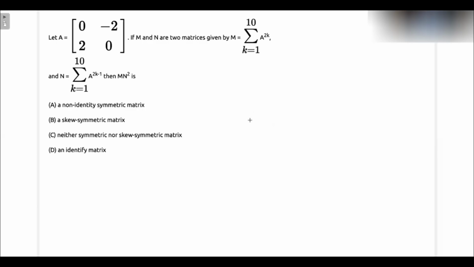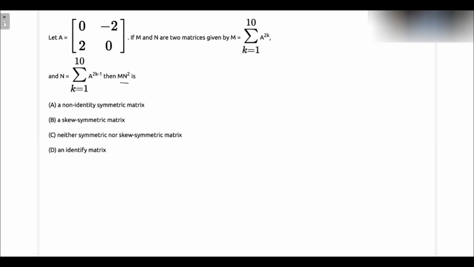So here we are trying to solve a question which came in 2022 JEE Mains. In this question, a matrix A is given, and then there are certain conditions given that M is defined as the summation of A raised to the power 2k, where k varies from 1 to 10, and N is represented as the summation of A raised to the power 2k minus 1.